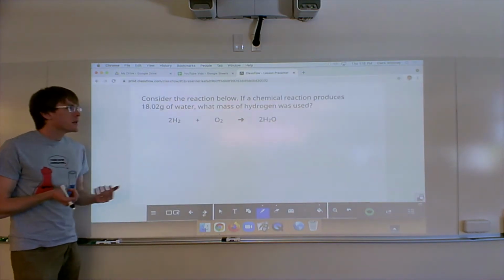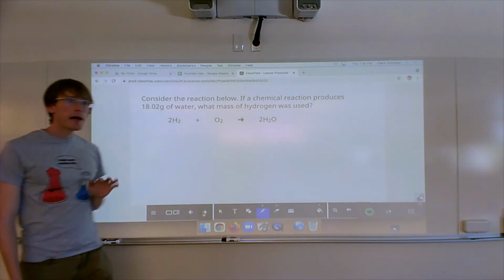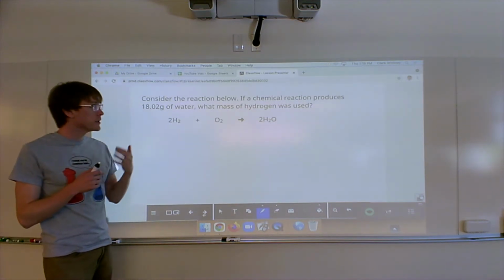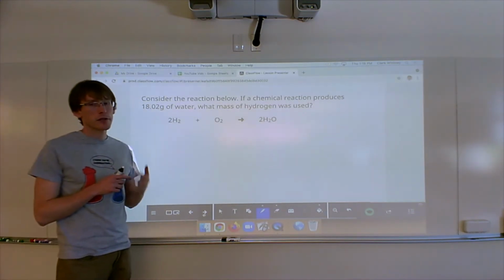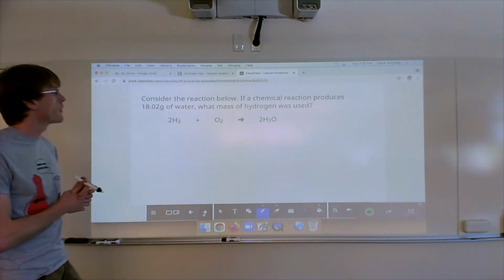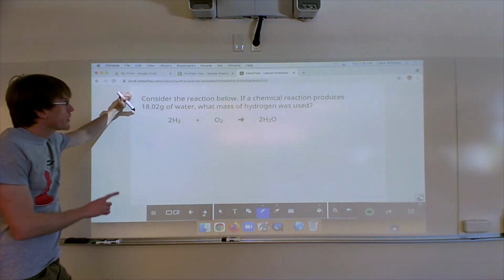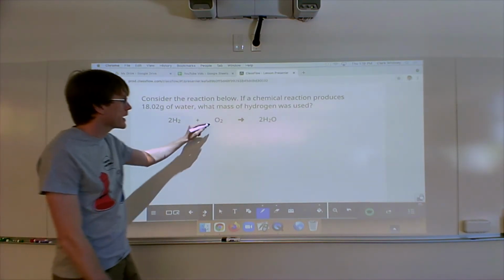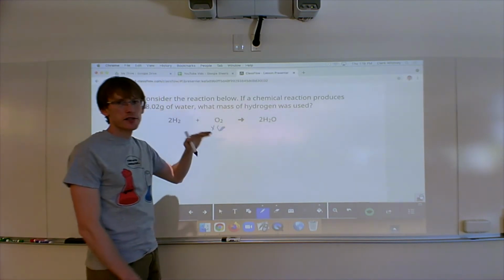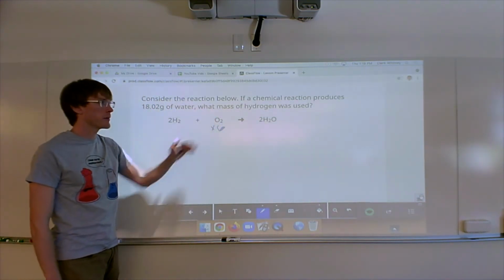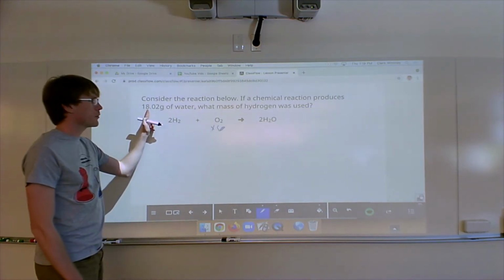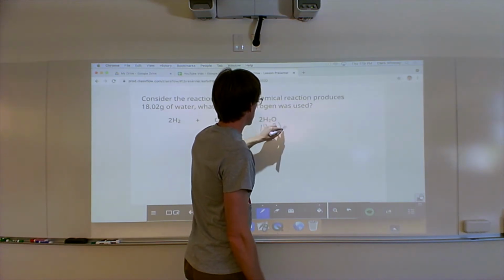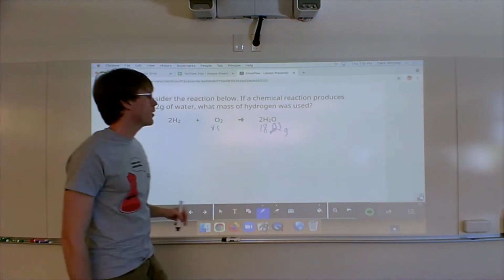If we change this to a problem where we're dealing with masses, then there's just a bit more going on here. So I think it would be good to use mapping, and you'll see how it works in a 3-step calculation right now. So if a chemical reaction produces 18.02 grams of water, what mass of hydrogen was used? Again, we're assuming an excess of oxygen, but that's really not what we're worried about right now. I know that we have 18.02 grams of water, which I can put here.